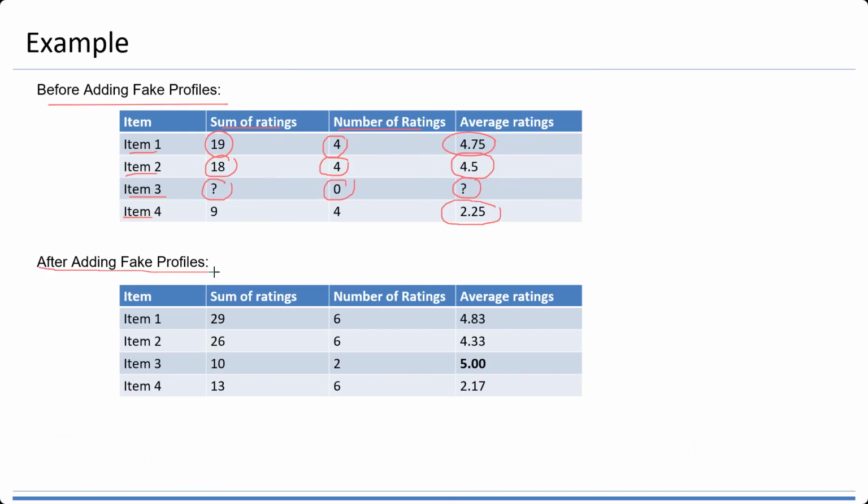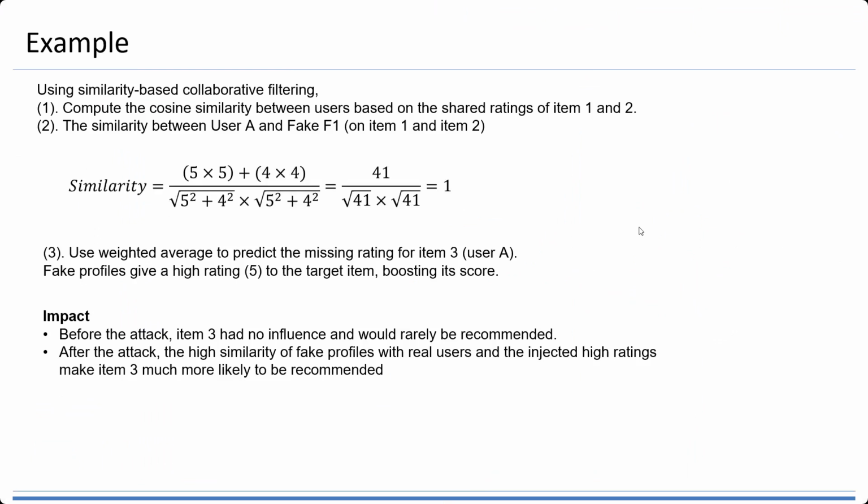But after we add the new fake profiles, you can see, okay, the item 1, the average rating increase. The item 2 is slightly decreased, but the item 3 is the highest because of the attack. And the item 4, it decreased slightly. So after we have this one, of course, it will be easier for the recommender system to give the profiles. So this is just an example.